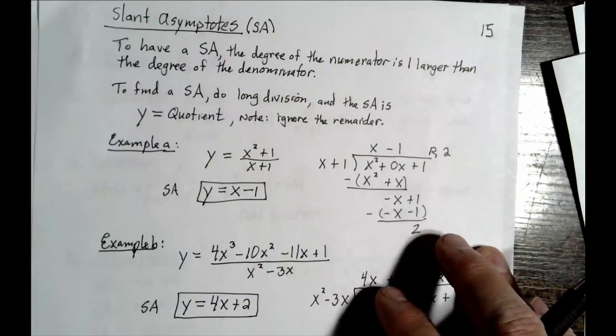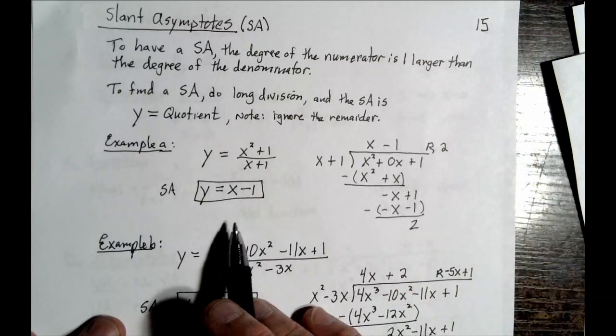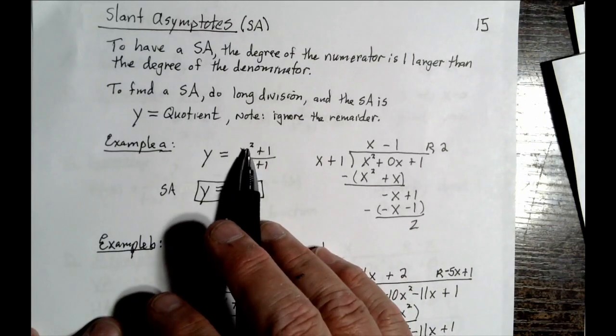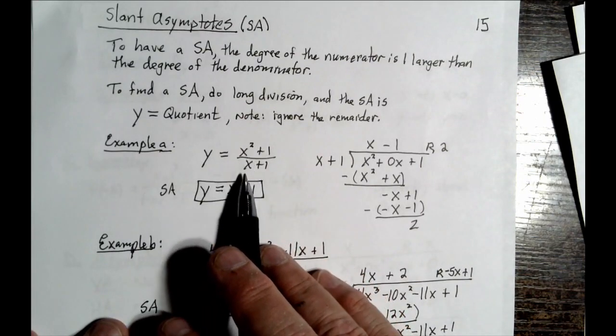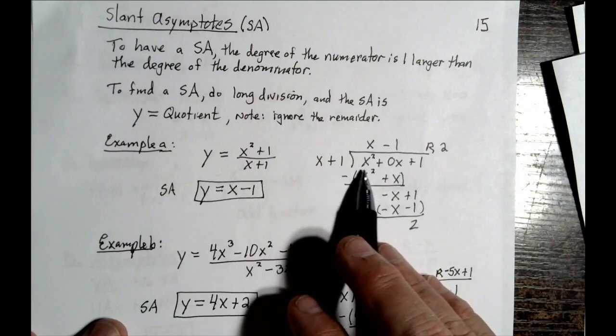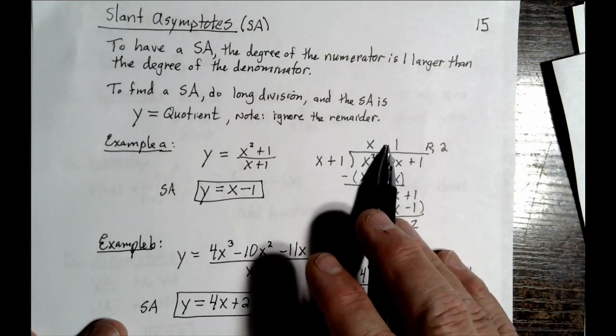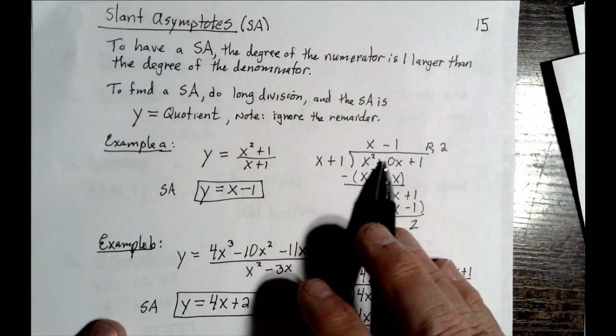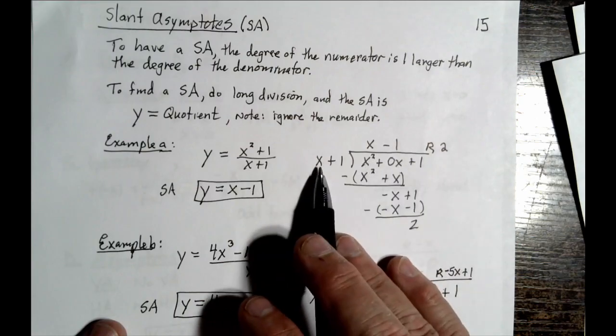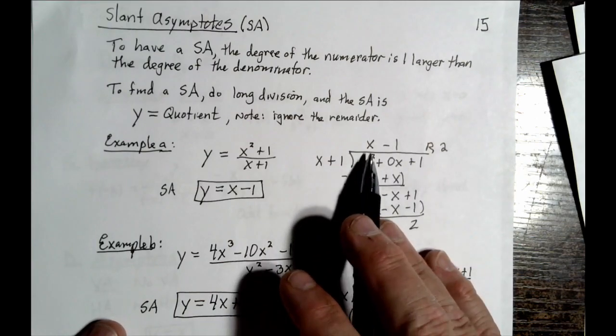Now slant asymptotes, in order to find those, you have to do long division. So a slant will only occur when the top is 1 degree larger than the bottom. And when you do your long division, you will always get a line. So remember to show every step when you're doing your long division, and you say x times what gives me x squared? Well, it's x.